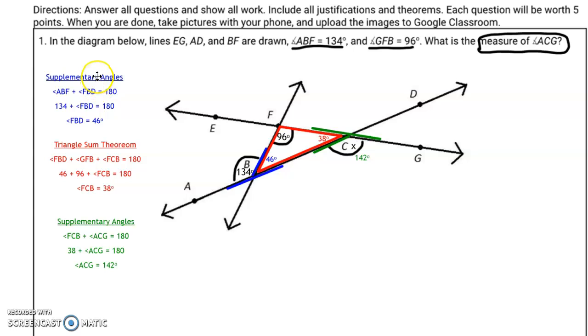All right, you can see that we followed a very similar procedure to the other questions. We looked for the relationships, and one at a time we put the pieces together until we got the missing piece of the puzzle. Supplementary angles for the first one, that's in blue. Triangle sum theorem, that's in red. And then supplementary angles again, that's in green, finding this angle. You could have used exterior angle theorem here. You could have gotten this 38 degrees one step earlier, so you would have only needed 2 steps, but I like to do it this way because it shows all of my thinking. If you used exterior angle theorem, that's totally fine.